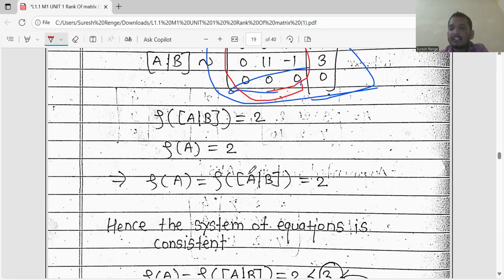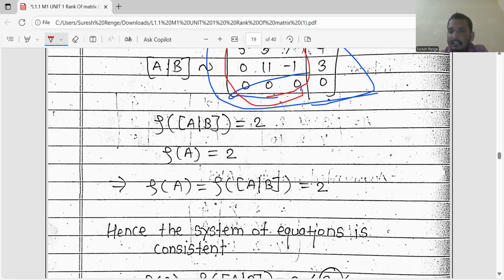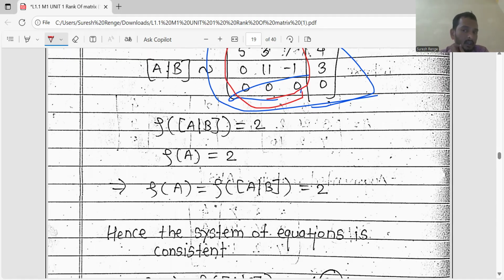In today's lecture, we only want to check consistency and inconsistency. In the further lectures in this series, we will be discussing finding solutions. If the system is consistent, it has two types of solution: the unique solution and infinite solutions. We will discuss the unique solution and infinite solutions in the further series. We are stopping here.